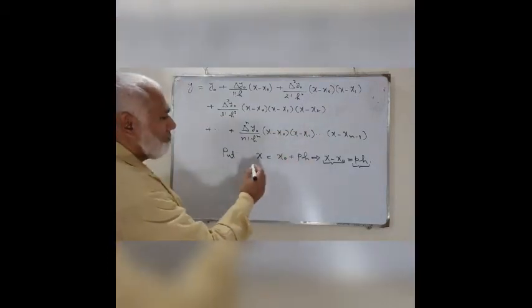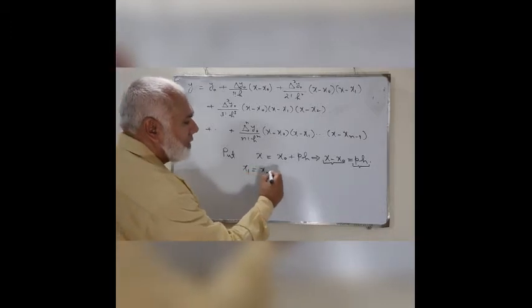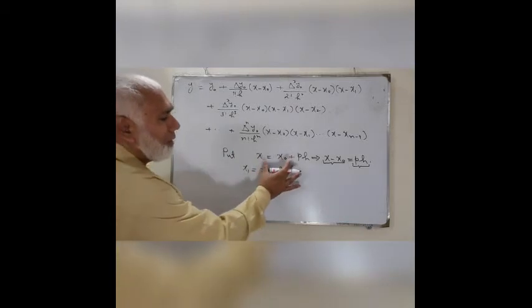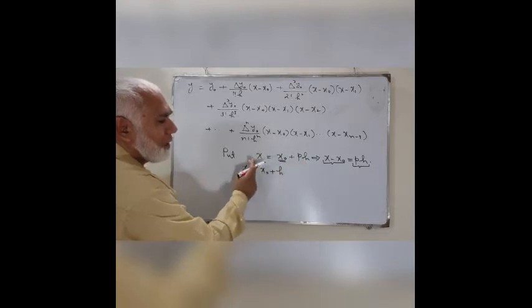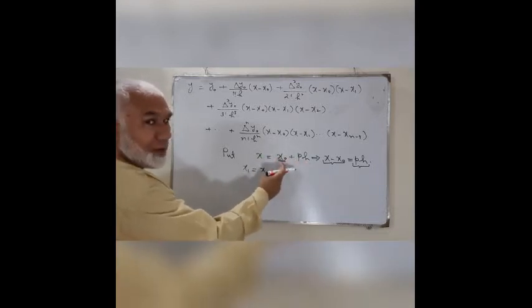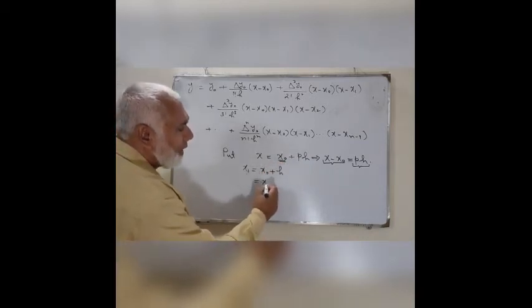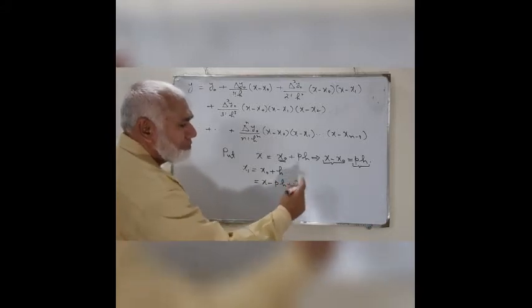Now to replace x1, we know the formula for x1 is x0 plus h. From here, this part, you can find out this x0 on shifting this to the left side. So we'll be getting x minus pH, which is equal to x0. So this x0 can now be replaced by x minus pH plus h.